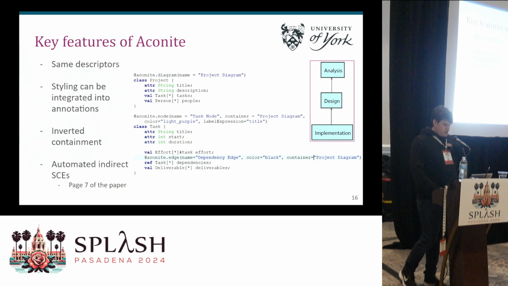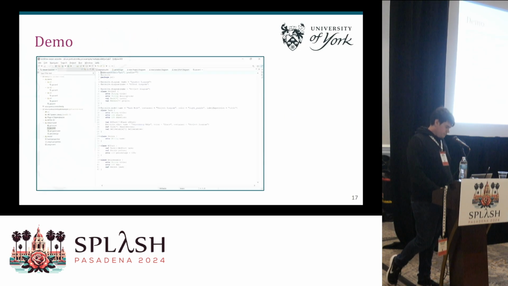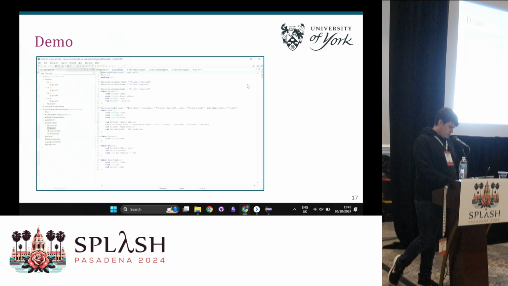So some of the key features of Aconite is we are using the same descriptors as Sirius originally had. The styling is integrated, and this isn't required, but you can integrate the styling into a single element. We're using inverted containment for all of our containment, and the automated indirect SCEs are being generated in the background, and that is on page 7 of the paper, if you want to take a look. So I'm going to quickly go through a demo to show you how it works.